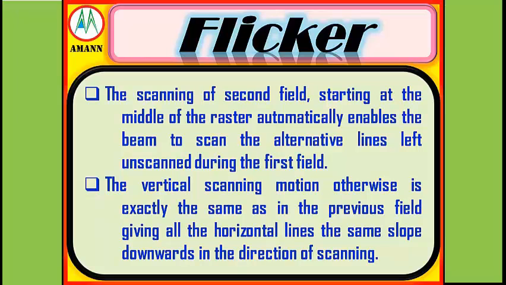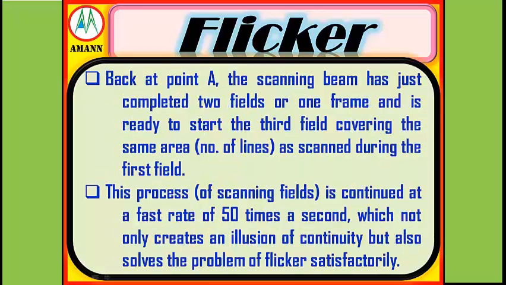The scanning of the second field starting at the middle of the raster automatically enables the beam to scan alternate lines left unscanned during the first field. The vertical scanning motion otherwise is exactly the same as in the previous field, giving all the horizontal lines the same slope downwards in the direction of scanning. Back at point A, the scanning beam has just completed two fields for one frame and is ready to start the third field covering the same area as scanned during the first field.